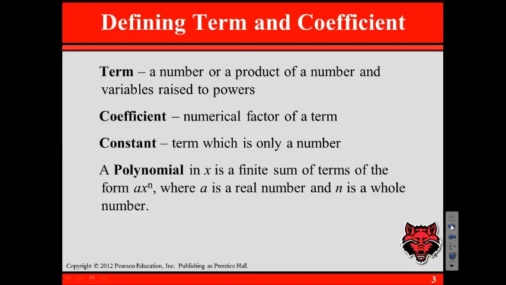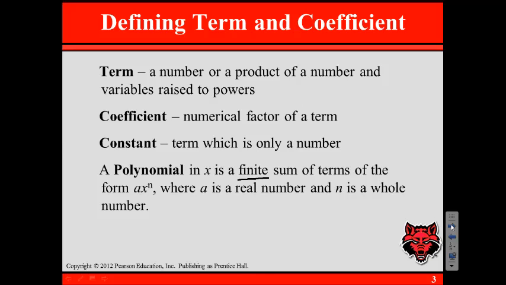First, a term is a number or a product of a number and variables raised to a power. A coefficient is a numerical factor of a term. A constant is a term which is only a number. And a polynomial in x is a finite sum. Finite means it comes to an end at some point in time.